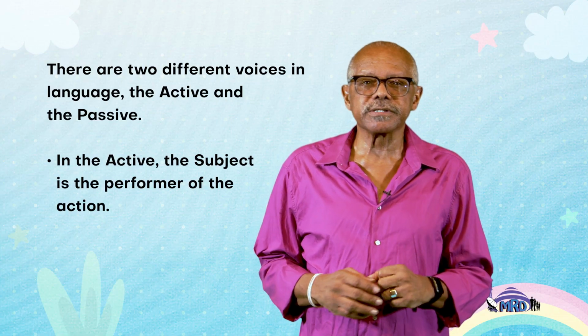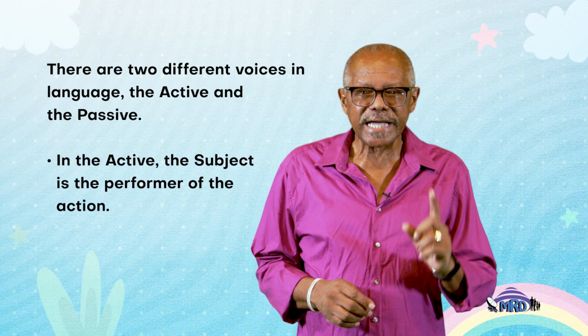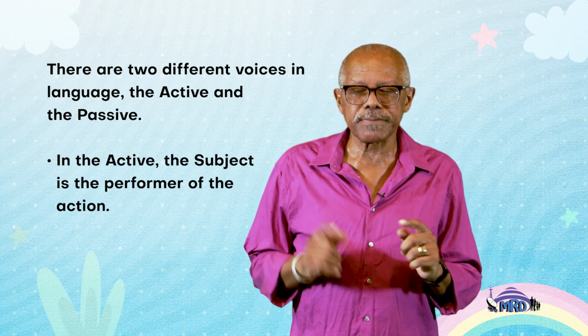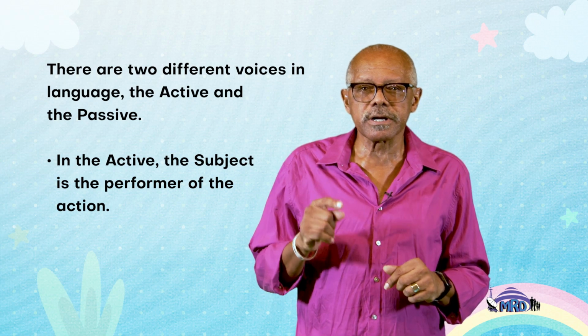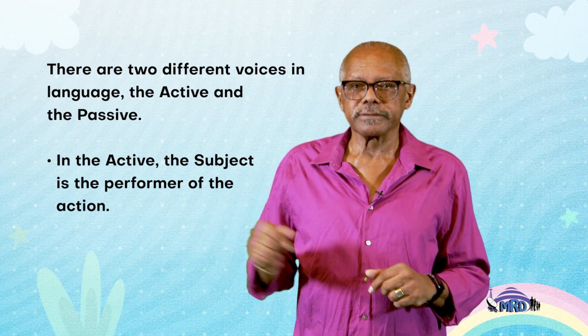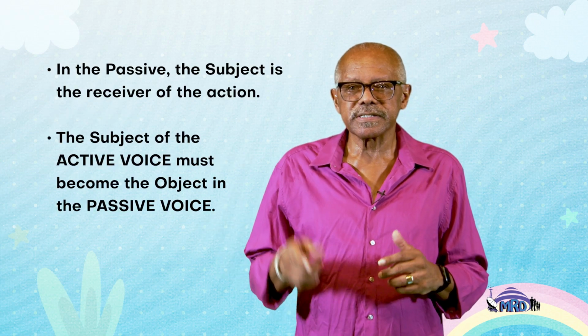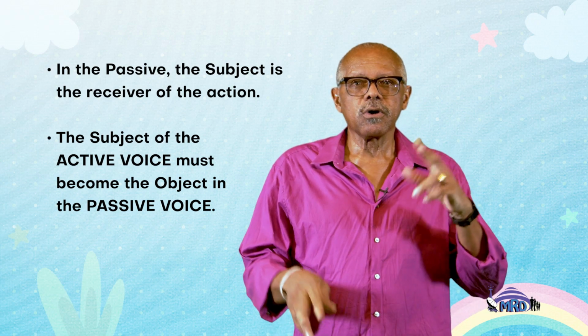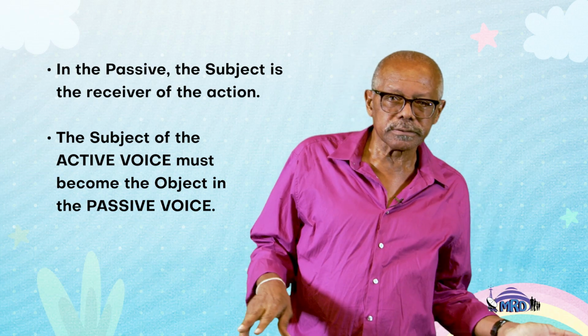Now let's move on with our lesson on voice with the understanding that we will get back to those questions at the end of the lesson. There are two different voices in language, the active and the passive. In the active, the subject is the performer of the action. The girl plaited the doll's hair. In the passive, the subject is the receiver of the action. The doll's hair was plaited by the girl.